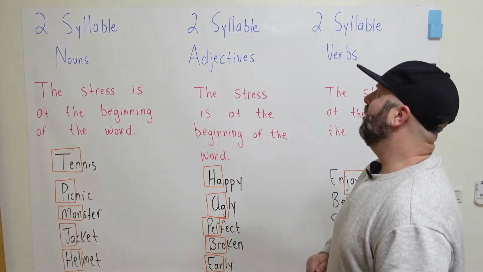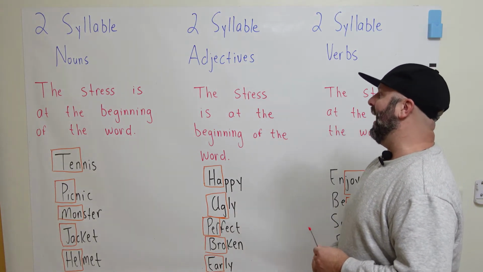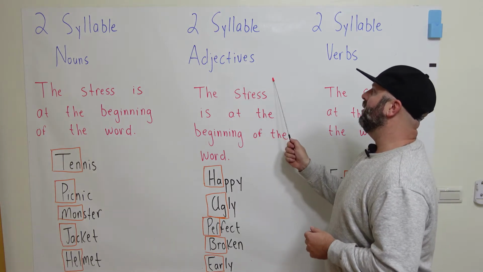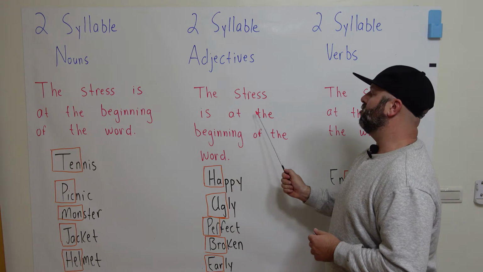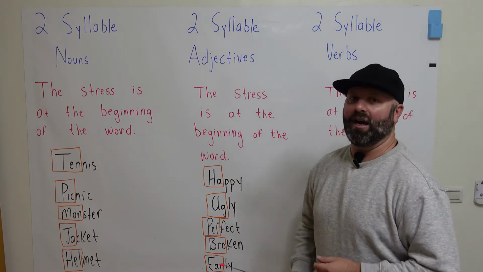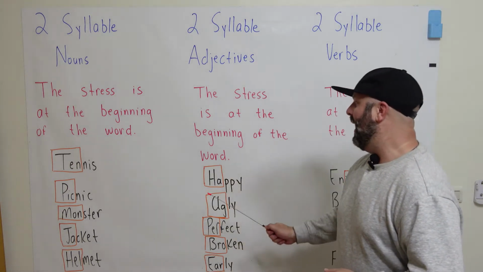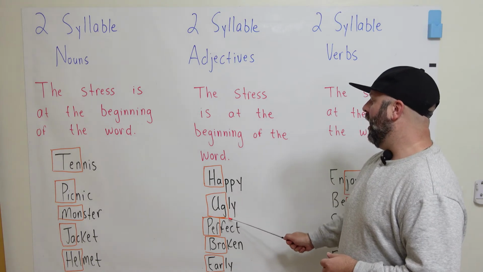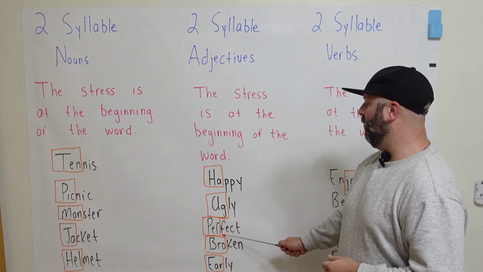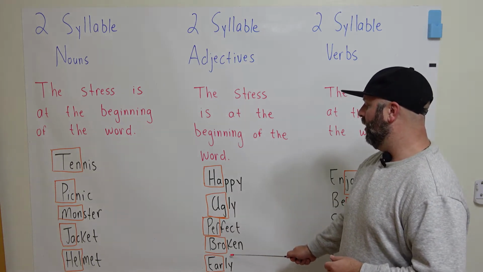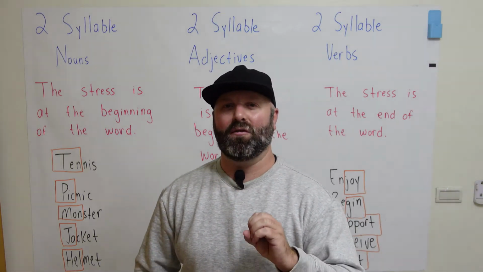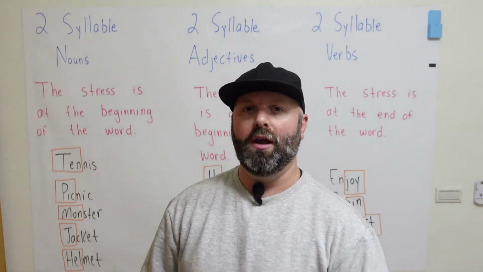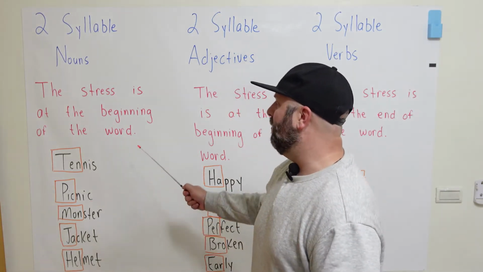Now, let's take a look at two-syllable adjectives. Two-syllable adjectives, like two-syllable nouns, the rule is the same. The stress is at the beginning of the word, okay? Happy, ugly, perfect, broken, early, okay? So the stress is in the first part of the word. Now, I'm going to do the same thing I did over here.